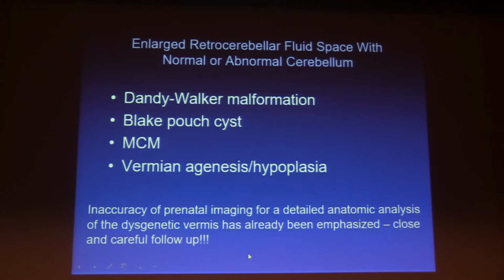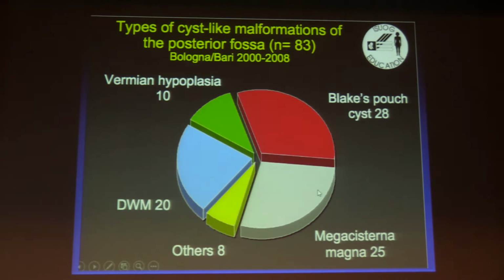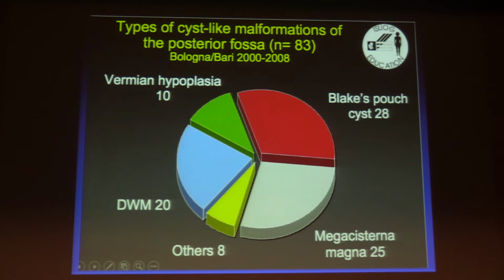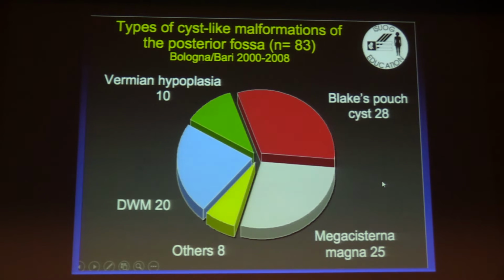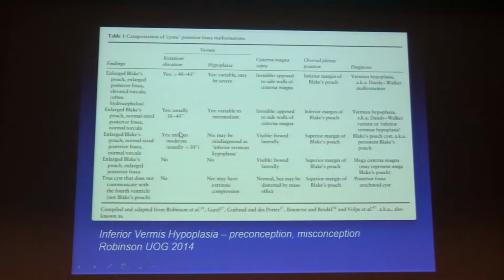And the secret lies in the vermis. Is it dysgenetic or normal? When we look at the cystic malformations of the posterior fossa between 2000 and 2008, we're seeing that most of the cases were Blake's pouch cyst and megacisterna magna, and very few were vermis hypoplasia.